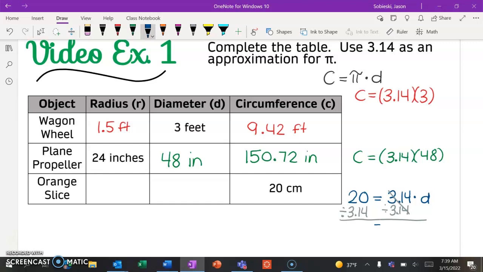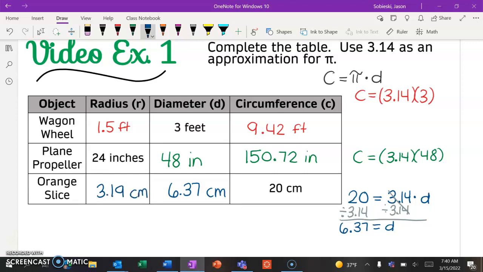So let's see. If we put in our calculator 20 divided by 3.14, it looks like we get, it's a long decimal, 6.37. Looks good to me. So that's going to be our diameter in centimeters, 6.37. And then, of course, diameter is twice as big as radius. So if we divide 6.37 by 2, our radius must be 3.19, I think. That looks good. So 3.19 centimeters.